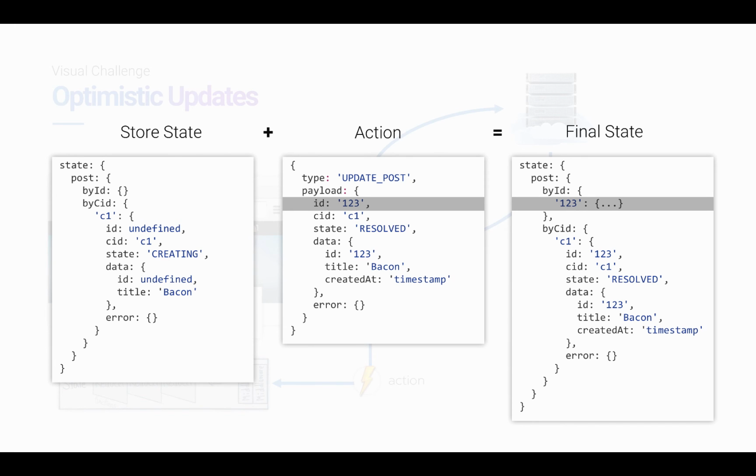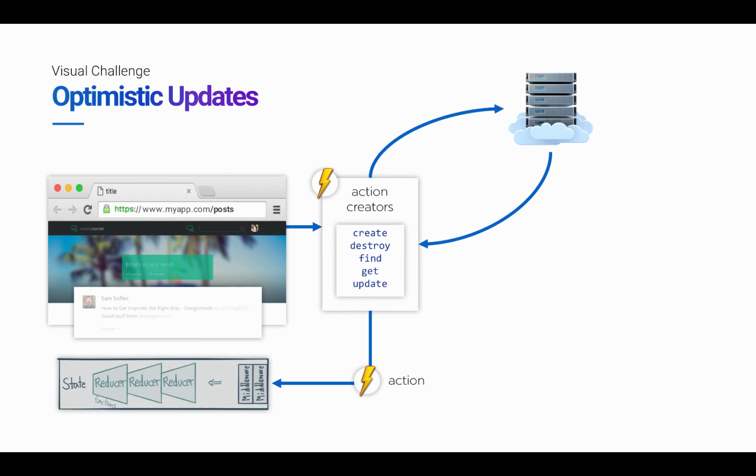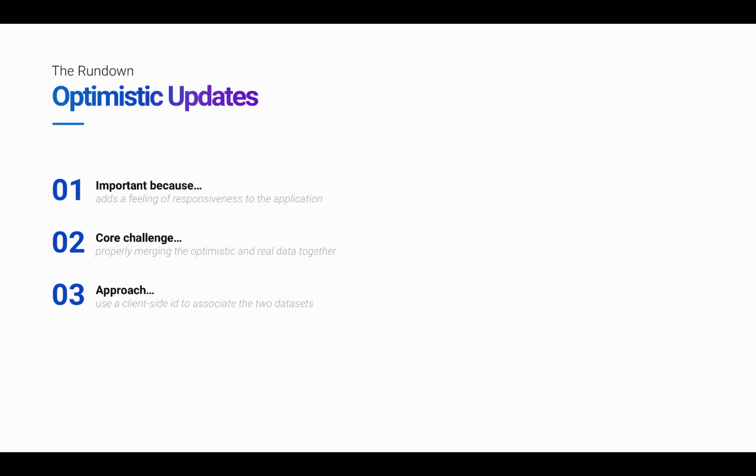Additionally, because the payload has an ID this time, we can also insert it into the state through the ById reducer. And now the application is once again notified that our state changed, and the component updates the view to reflect that the post was created on the server side.